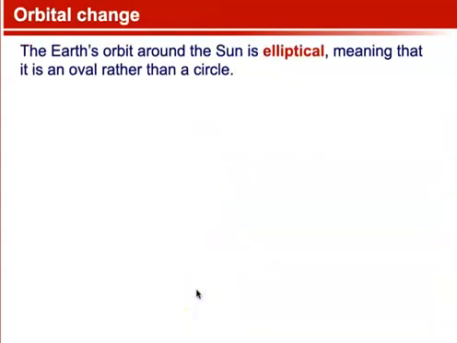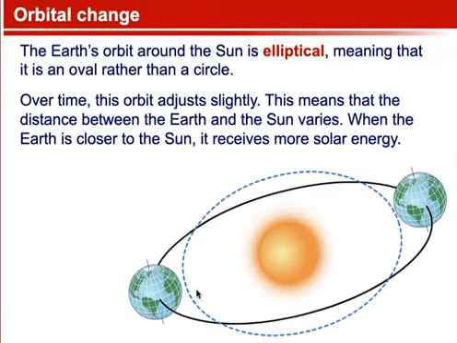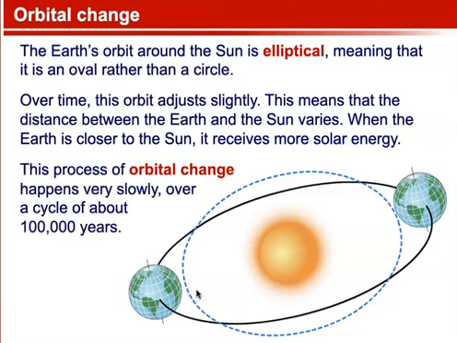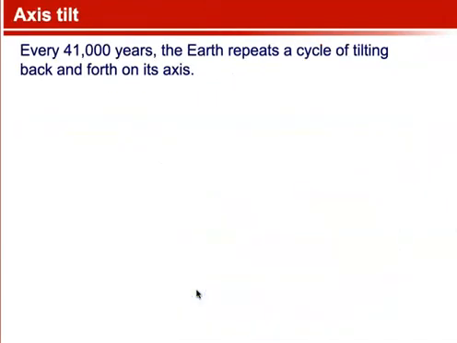Orbital change. The Earth's orbit around the sun is elliptical, meaning that it is an oval rather than a circle. I must also point out that the ellipse of Earth's orbit is nearly a circle. Over time, this orbit adjusts slightly. This means that the distance between the Earth and the sun varies. When the Earth is closer to the sun, it receives more solar energy. This process of orbital change happens very slowly, over approximately 100,000 years.